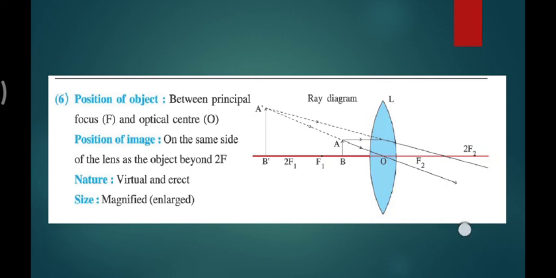Here there is no possibility to meet, no possibility of formation of an image, but virtually it has a possibility to form an image. So now you have to make a judgment: on the same side, beyond 2f2, the image will be formed, and this is by extension, forcefully by a dotted line. So it is a virtual image, and its direction is upward, so it is erect. And you can see the size of it, it is highly magnified.